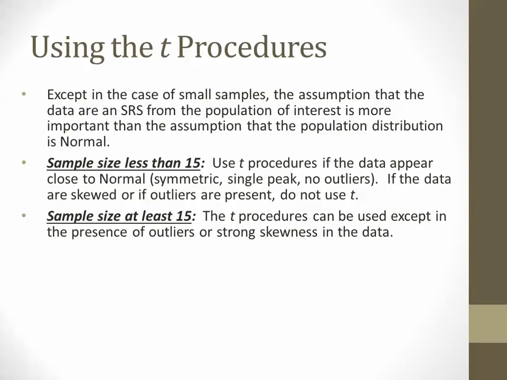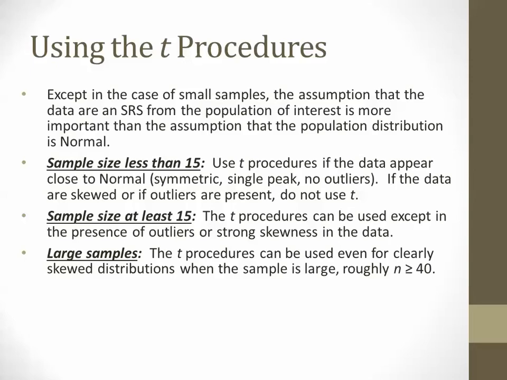I mean, reliable results. If the sample size is at least 15, they can be used except with outliers or strong skewness in the data. And large samples, roughly n greater than or equal to 40. Some people tell you n greater than or equal to 30. But when you get that big, you can actually use it for even clearly skewed distributions.